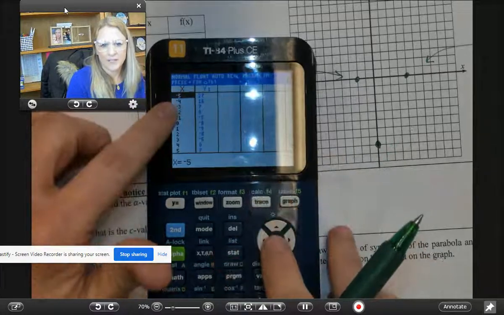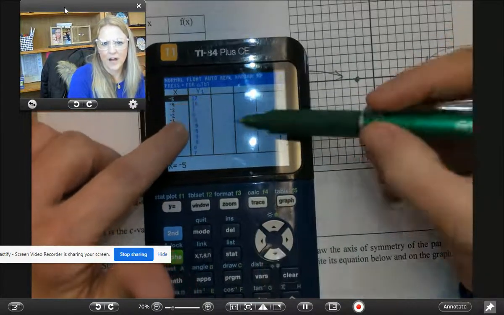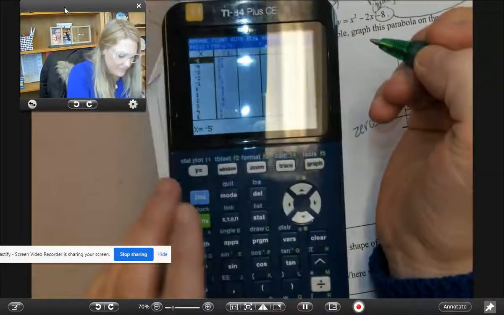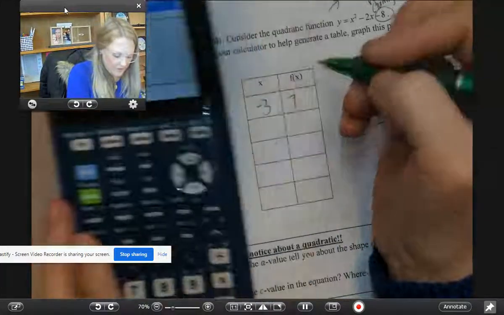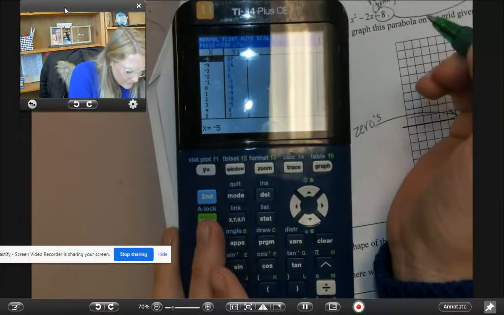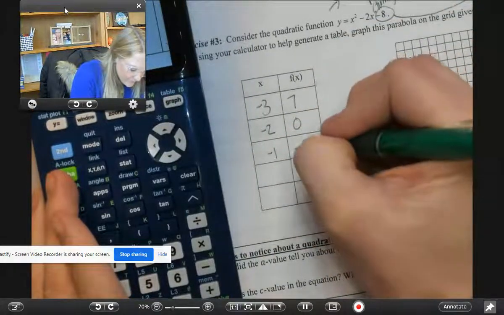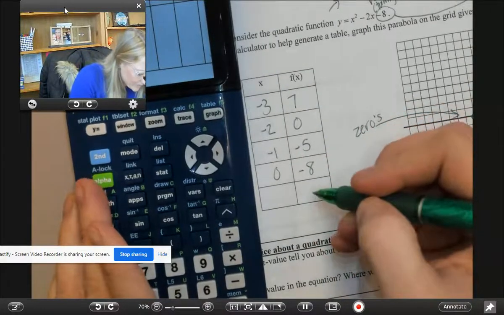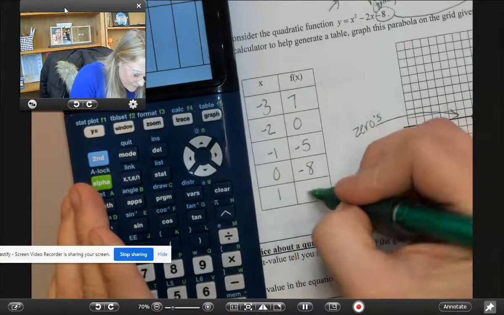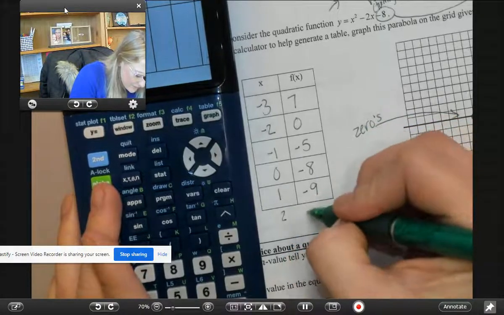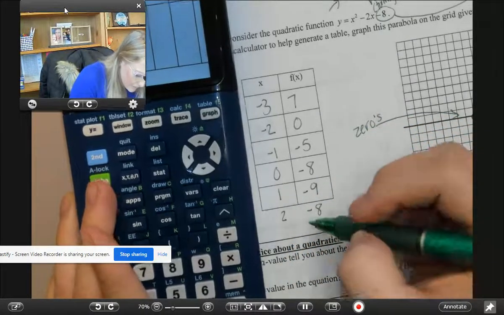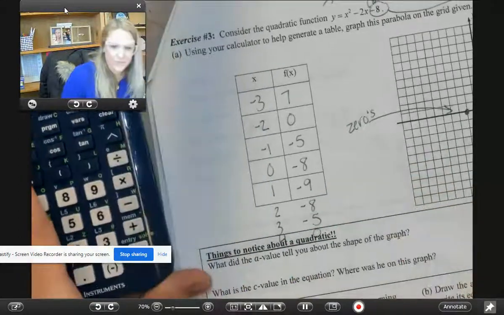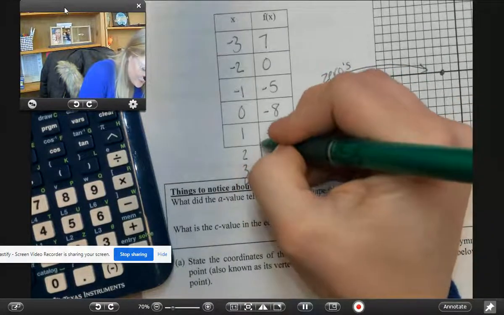All right, and let's plot some nice points. These are too big because you can't plot that high. So what about -3, 7, -2, 0, -1, -5, 0, -8. I'm going to make my table bigger. 1, -9. 2, -8, 3, -5, 4, 0.